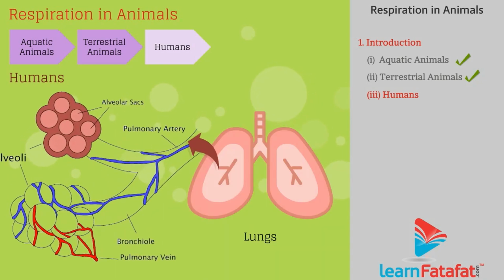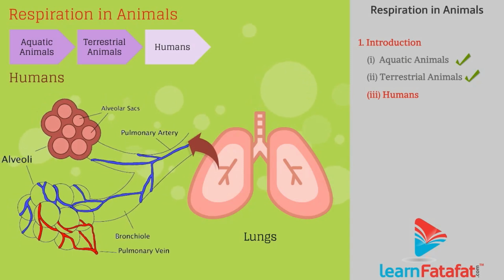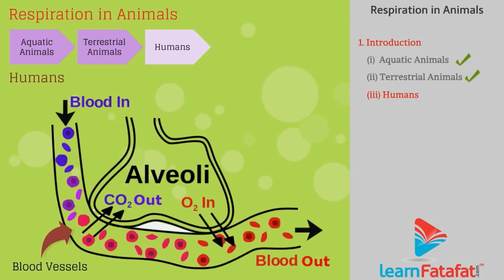Within lungs, the passage divides into smaller and smaller tubes, which finally terminate in balloon-like structures called alveoli. Walls of alveoli contain complex network of blood vessels, where exchange of gases takes place.